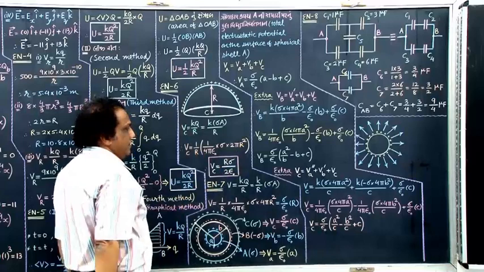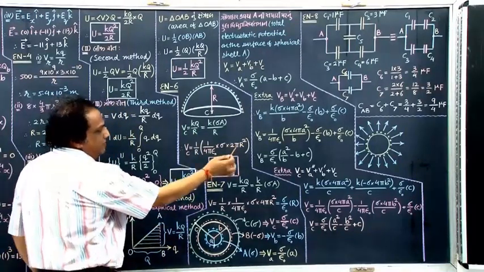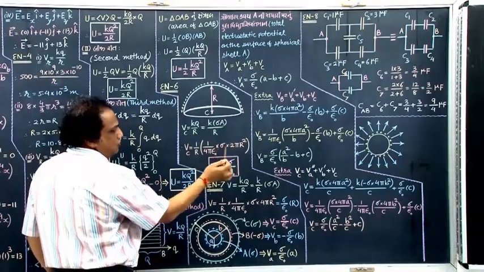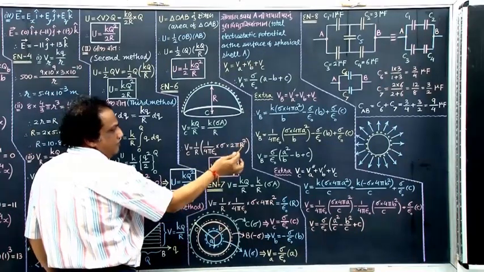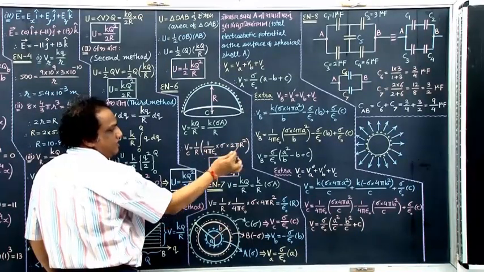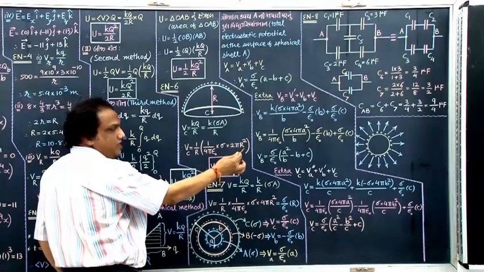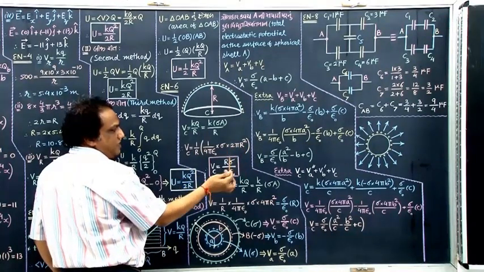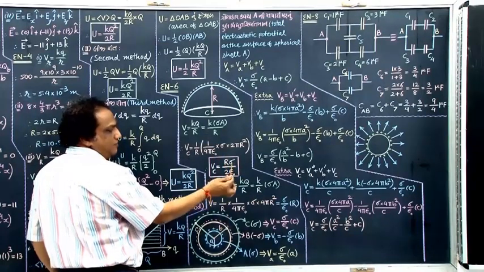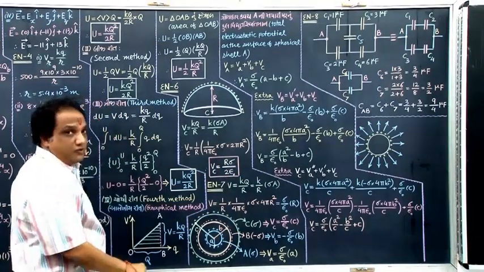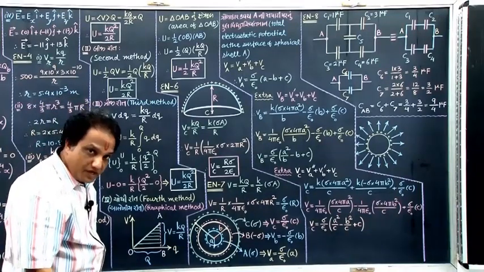Take care. Now simplify. Pi will cancel. 2 2s are 4, so there will be 2 in the denominator. Then one r will get cancelled from here and here. So left is one r in the numerator. So r into sigma upon 2 epsilon 0. Correct? Fine.